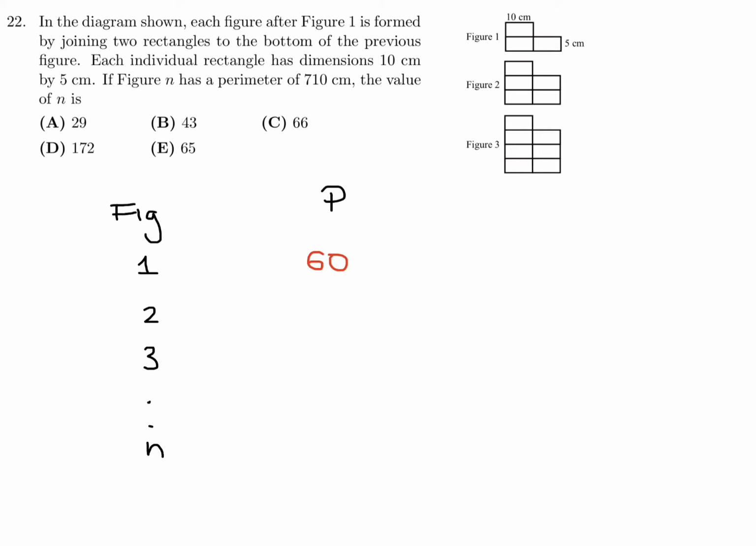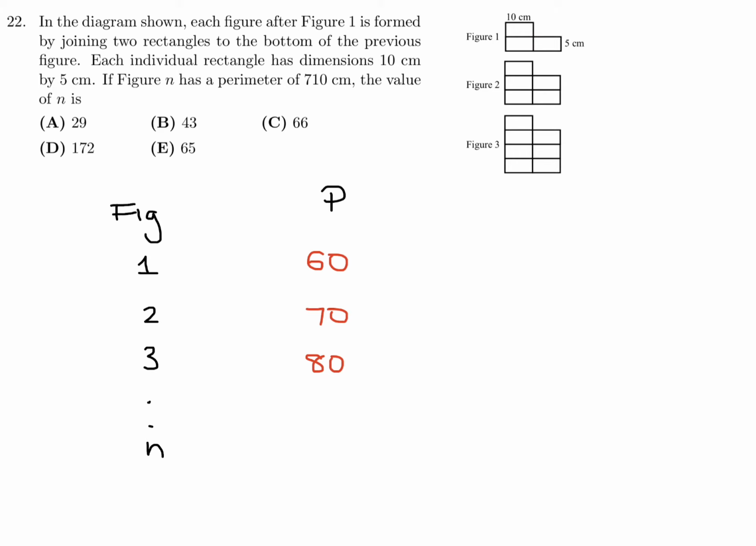Second perimeter, in a very similar way, you can do the counting. You don't need to hear me do the counting. You'll figure out that that perimeter is 70. Keeping in mind the dimensions are 10 by 5 for each of those blocks. The third figure, the perimeter, is 80 when you do the counting. So obviously there's a steady pattern here. It's going to increase by 10 each time.